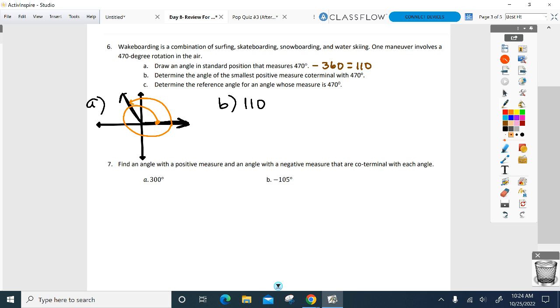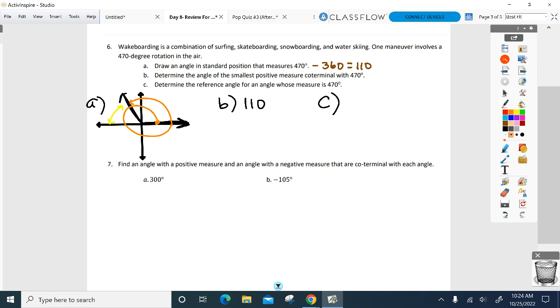So coterminal, add or subtract 360. And then part C, what about the reference angle? Again, I would not use 470. I'd use that 110 we just graphed. Remember your reference angle? X-axis and the terminal side.